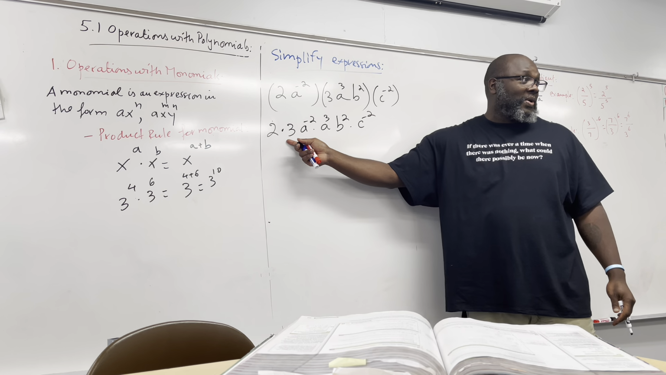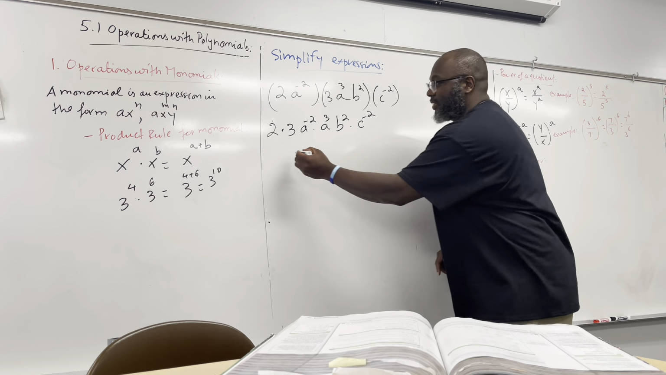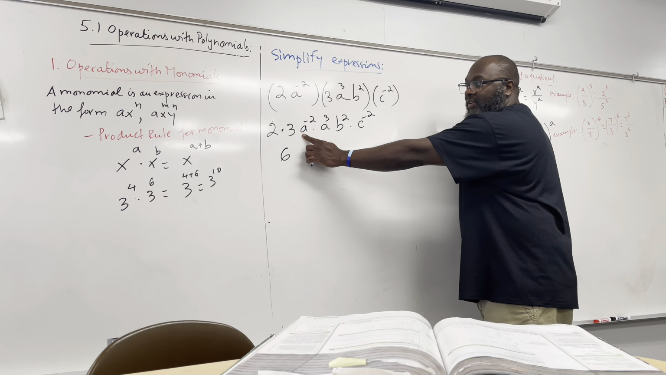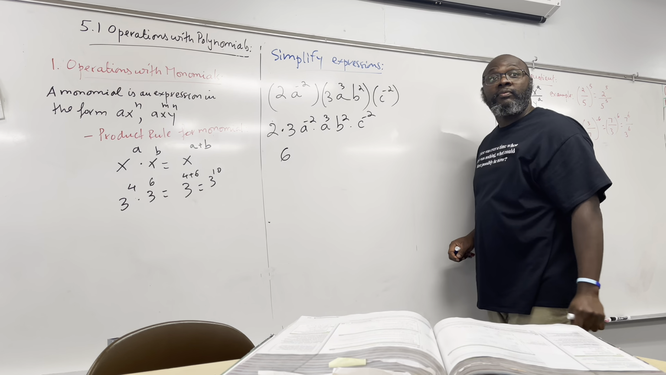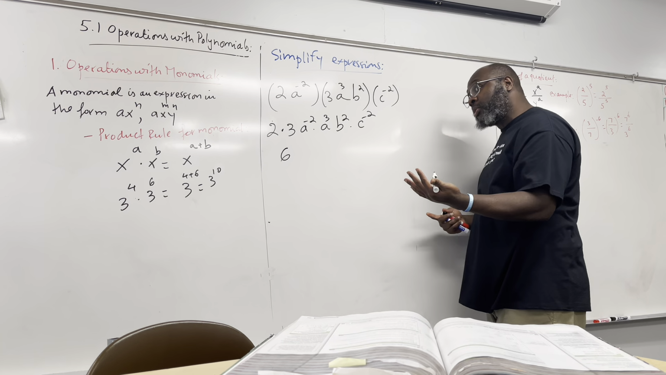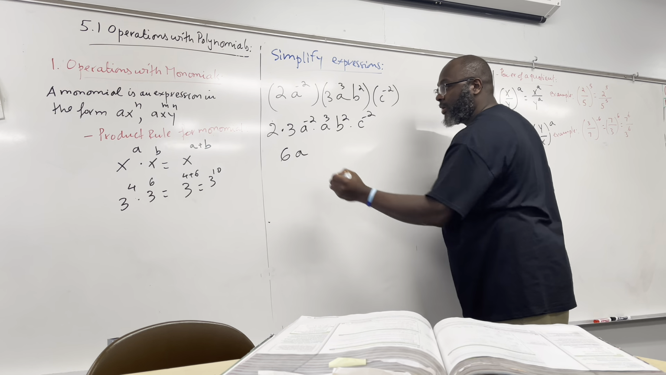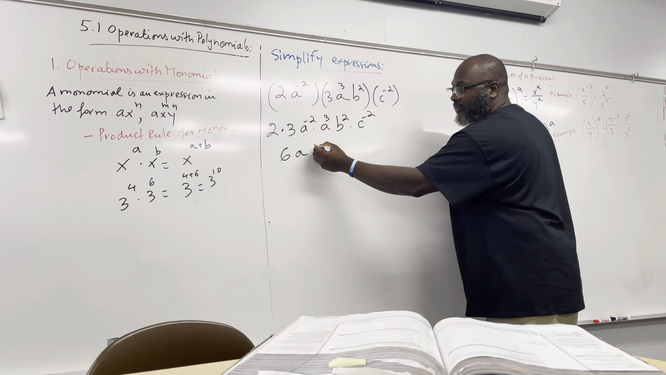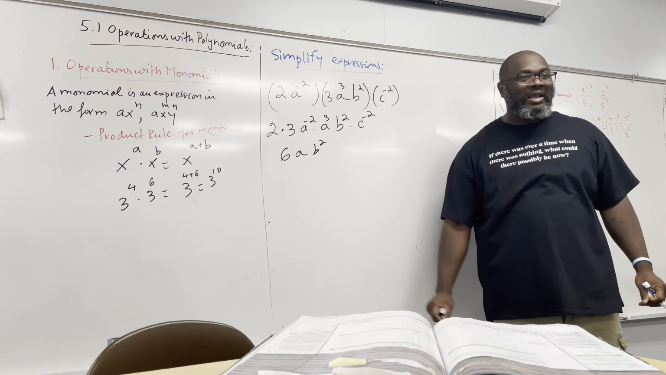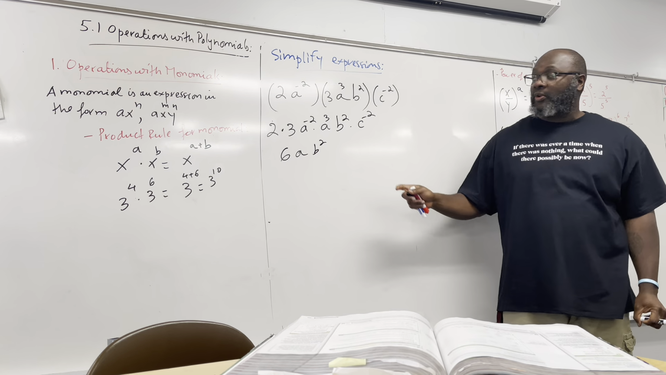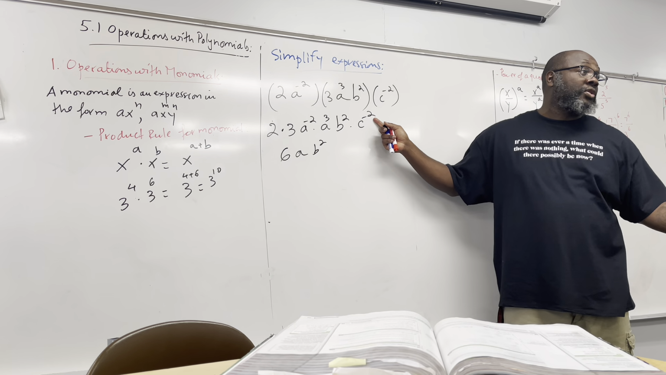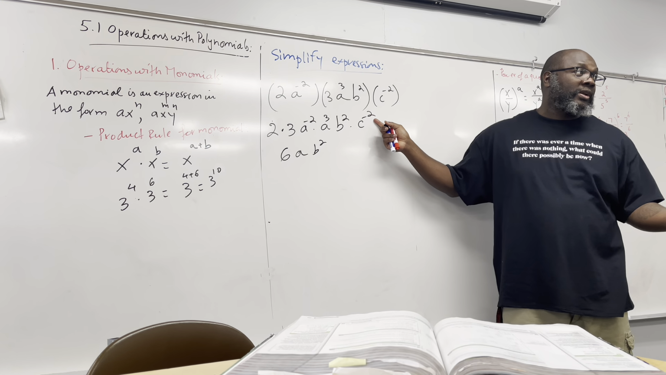2 times 3 is equal to what? 6. I hope you knew that. Now here I have the same base, a to the negative 2 and a to the 3. So what is that going to give me? a to the 1, or a to the first, because negative 2 plus 3 is equal to 1. So this is a. Now, b squared is by itself, so I'm going to leave it alone. Now, here's the thing. This is one of those fundamental rules in this chapter. We can never keep a negative exponent. If you ever have a negative exponent in your final answer, I'm going to deduct some points, right?